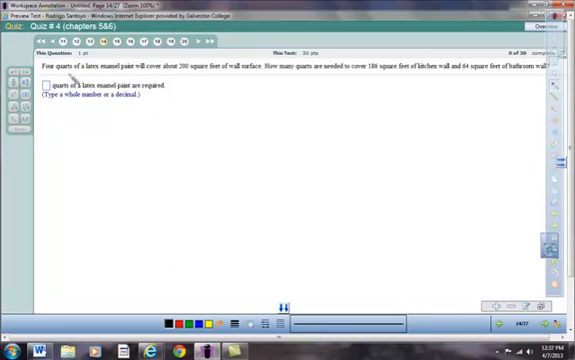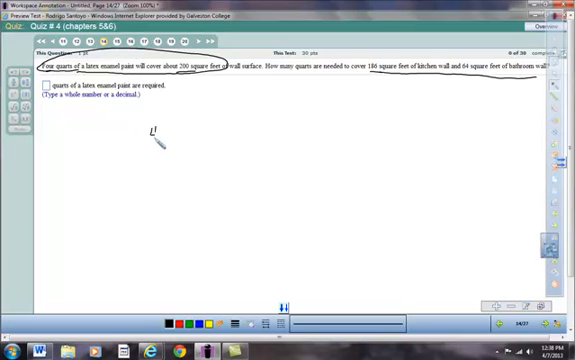The next problem says 4 quarts of latex paint covers 200 square feet. It says how many square feet are needed to cover 186 in the kitchen and 64 in the bathroom wall. So here it tells us 4 quarts covers 200. That right there is going to be one part.